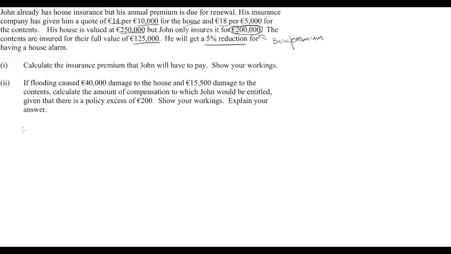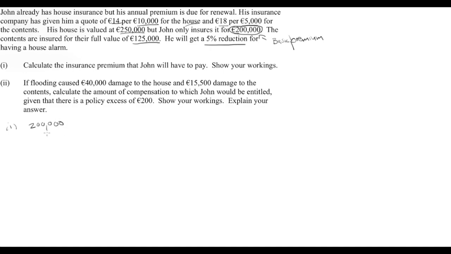So first of all, we will do the first question. It asks us to calculate the insurance premium John will have to pay and to show our workings. That's very important. So the first thing we need to figure out is how much is the house insurance. So he has insured it for 200,000.